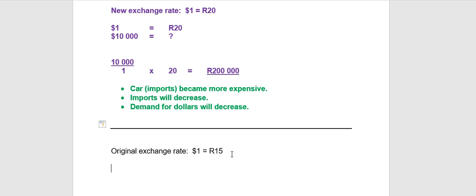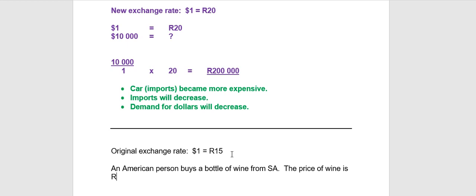Now in the previous example, we bought stuff from America. Now we are trying to see why there would be a supply of dollars, so they are buying stuff from us. There's an American person that buys a bottle of wine from South Africa. The price of this wine is, let's say, 200 rand. It's proper wine. So firstly, he now has to figure out he needs to sell his dollars in order to buy 200 rand so that he can pay for the wine.